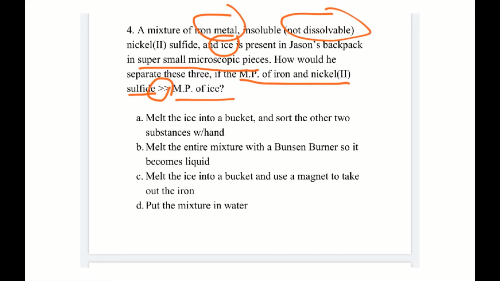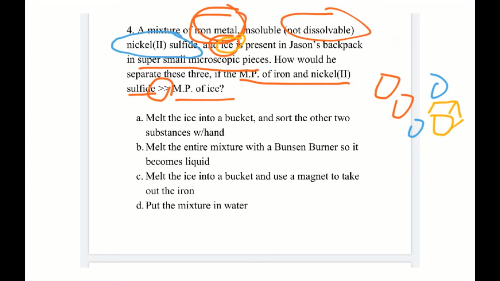Well, why don't we just draw it? So let's say iron metal is in red. Let's draw some iron metal. Let's draw some insoluble nickel 2 sulfide in blue. And let's draw the ice in yellow. So I know it's not very intuitive, the colors don't match, but what can I do?